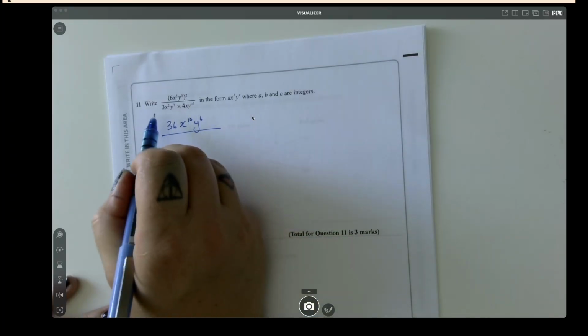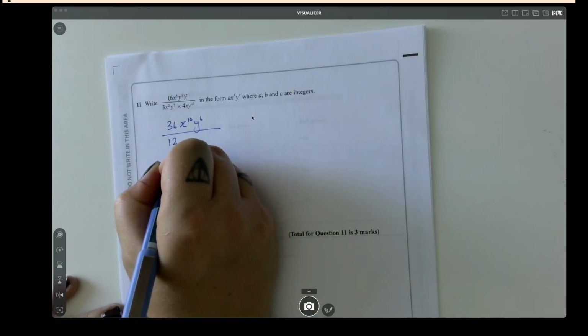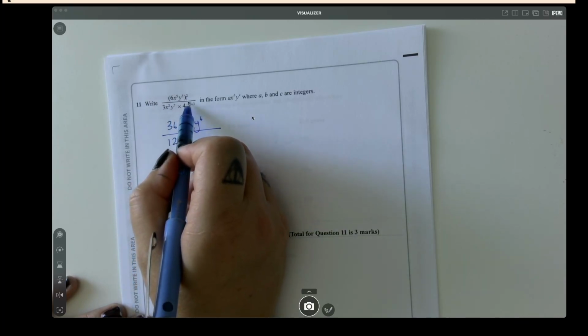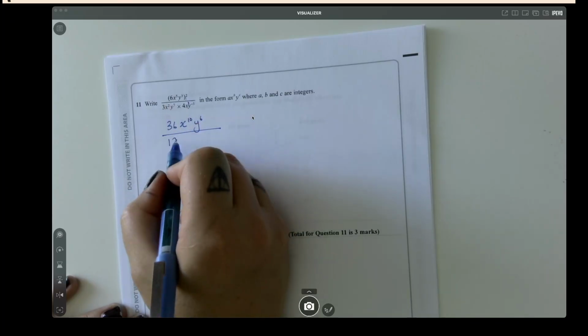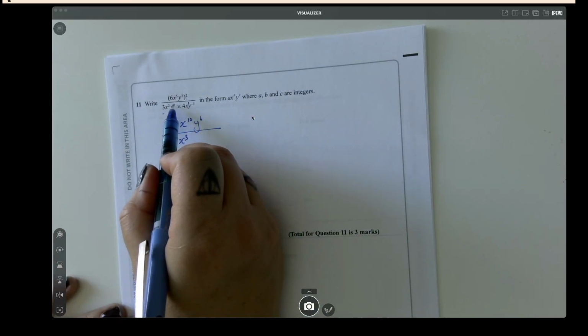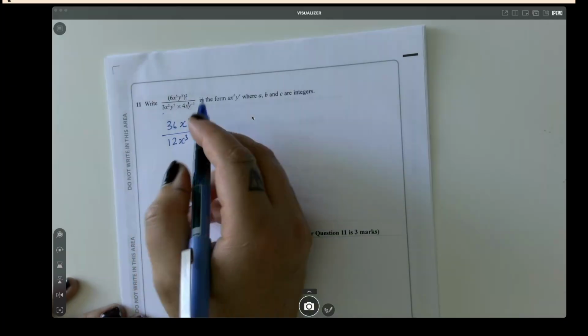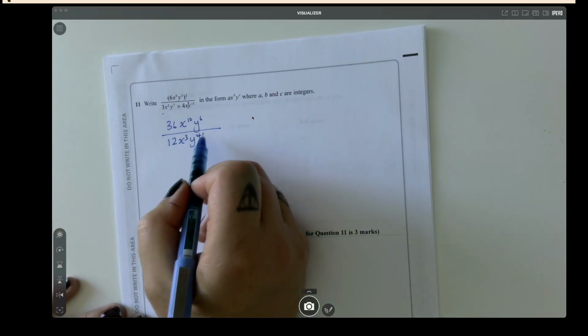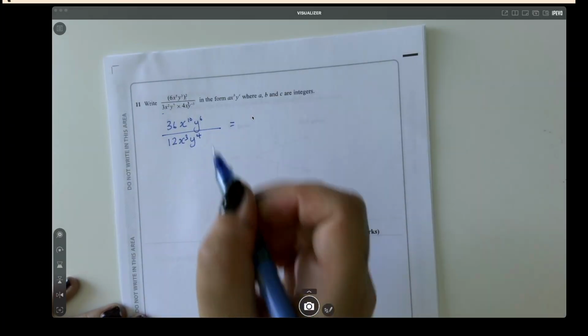Let's do the denominator. So 3 times 4 is 12. X to the power of 2 multiplied by x to the power of that invisible 1 is x to the power of 3, because we add the powers when we're multiplying. Y to the power of 7 multiplied by y to the power of -3 is y to the power of 4. Again, 7 plus -3 is 4. Now it's a case of simplifying.